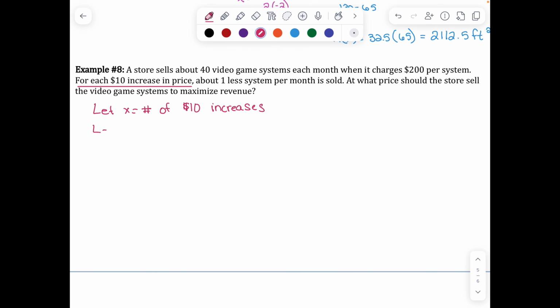Then I'm going to let r equal our revenue. So when we're doing this, something we need to remember is that the revenue is equal to the number of systems sold times the price that we're selling them for.